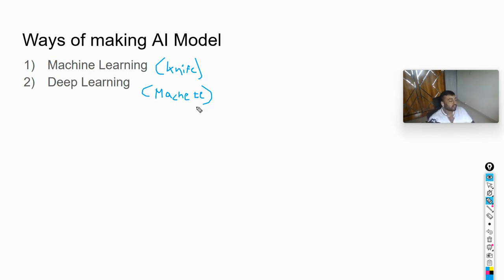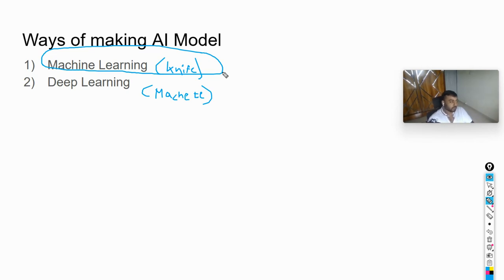Similarly guys, while working on simple data sets, machine learning is ideal. So on data sets wherein the relationship between feature and target is easier to understand, on such type of data sets it's better to apply machine learning.